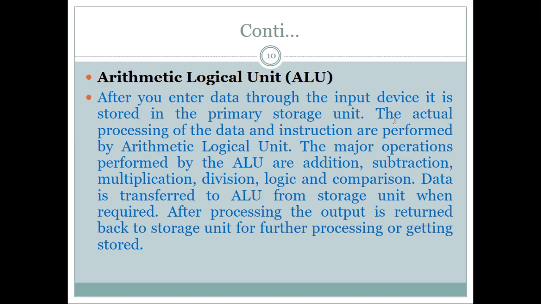One part of the CPU is the ALU. After you enter data through the input device, it is stored in the primary storage unit. There are different input devices such as barcode reader, mouse, keyboard, and several types. Then the actual processing of data and instructions is performed by the arithmetic logic unit. The major operations performed by the ALU are addition, subtraction, multiplication, division, logic, and comparison.